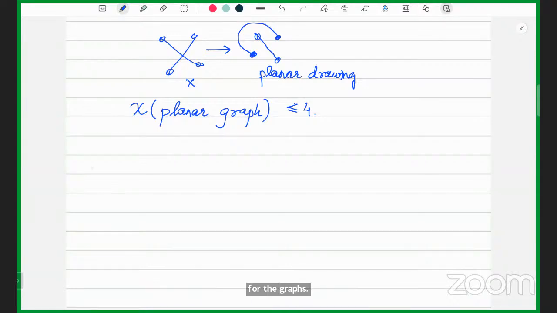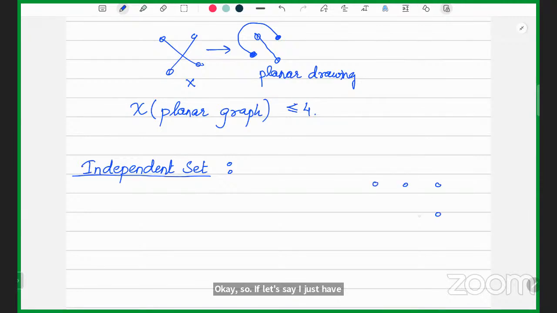First being independent set. Okay, so if I just have vertices and there is no edge connecting any two of them, the definition of independent set comes from exactly this point.